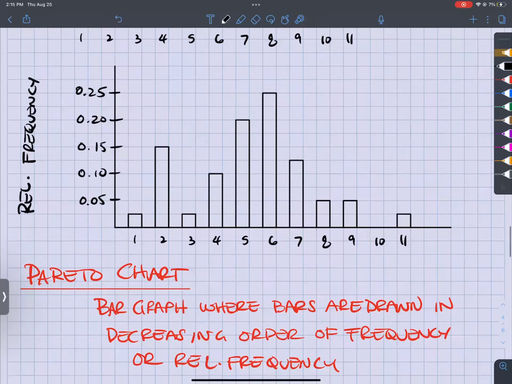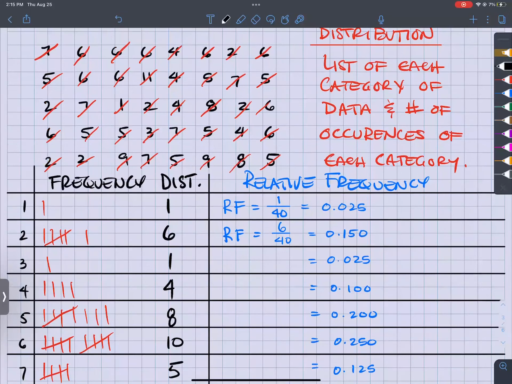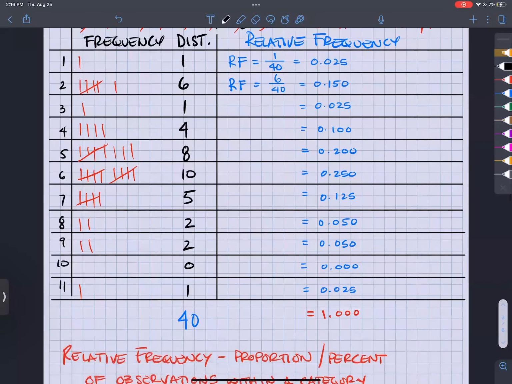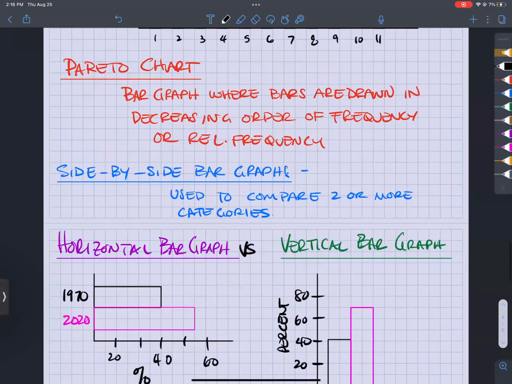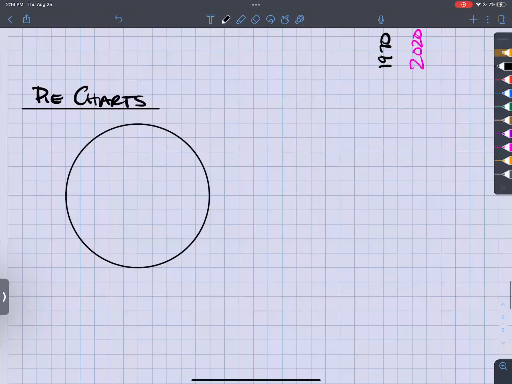So let's say I go back to my data here, right? If I was to represent the 1, 3, 11 in a pie chart, how would I go about doing that? How would I know what sliver of the pie would represent 1 versus 10?